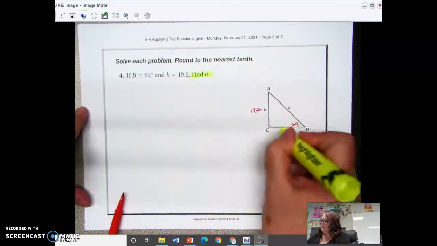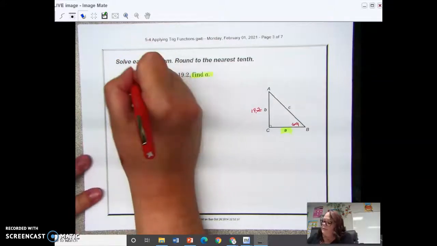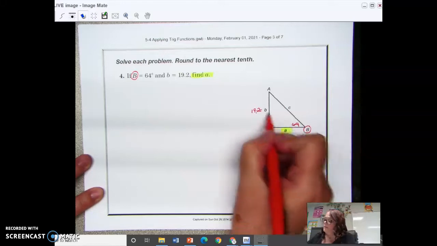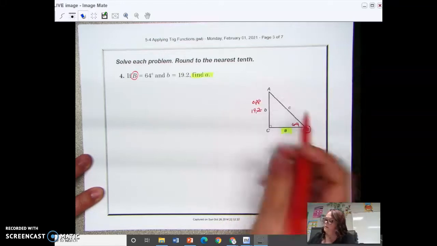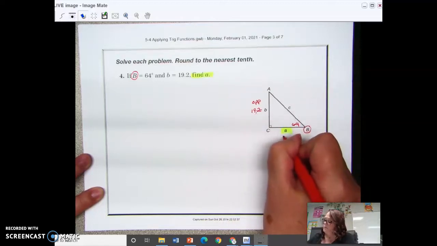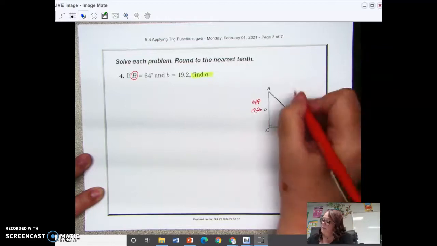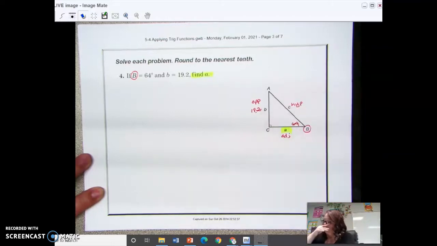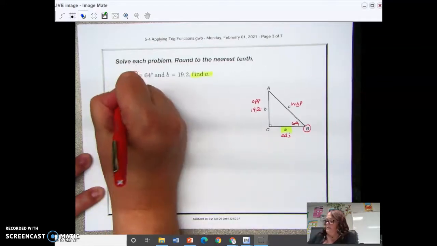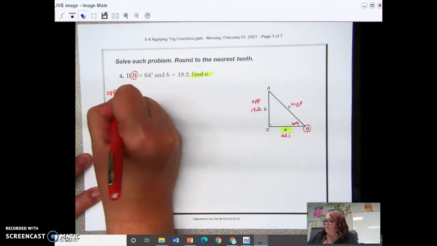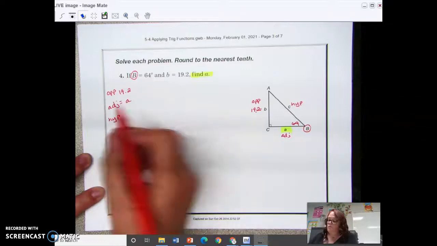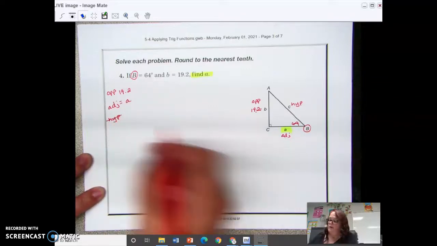Finding a, right? So that means we're dealing with angle B, so that's the one I'm going to circle. So opposite big B doesn't touch B. Adjacent connects B to the right angle, so this one is my adjacent. And then the hypotenuse does not touch the right angle. And so we're going to say that my opposite is 19.2, my adjacent is A, and my hypotenuse, I don't know the length of, nor do I care to know the length of, so I'm going to cross that out.